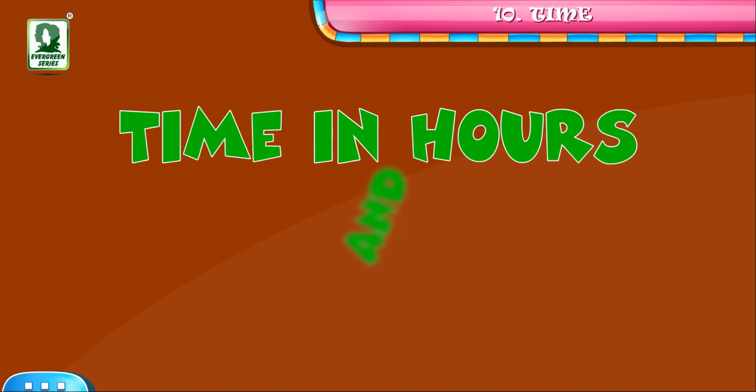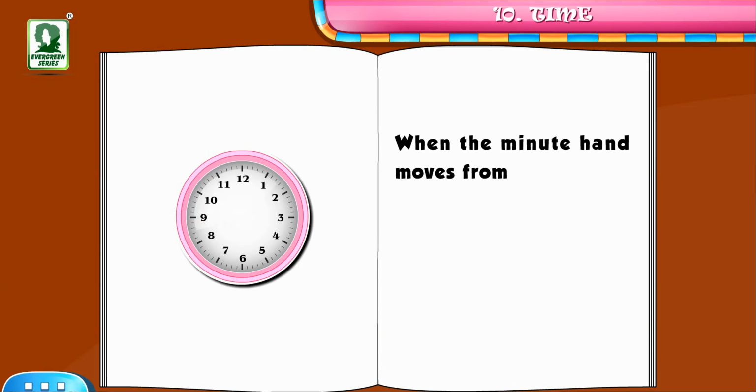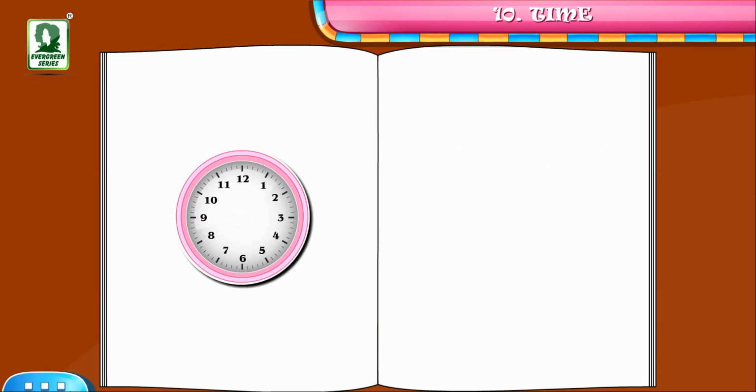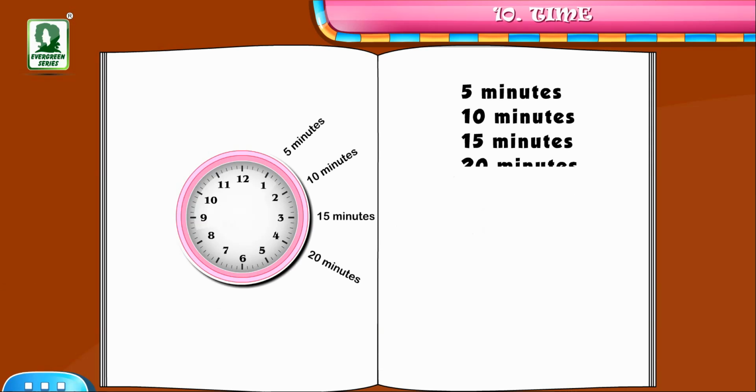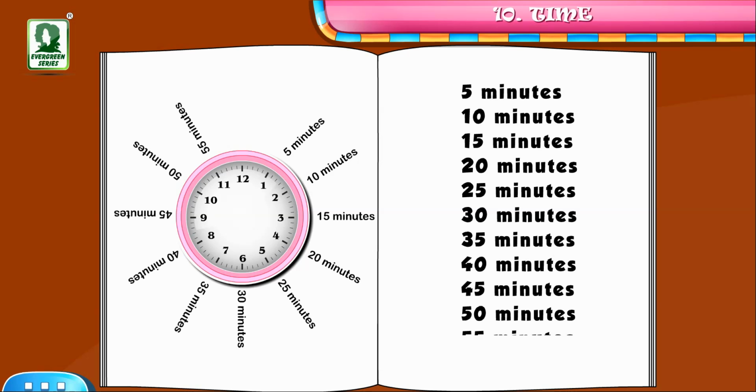Time in hours and minutes. When the minute hand moves from one number to the next number, it takes 5 minutes. As shown in the clock, 10 minutes, 15 minutes, 20 minutes, 25 minutes, 30 minutes, 35 minutes, 40 minutes, 45 minutes, 50 minutes, 55 minutes, 60 minutes.